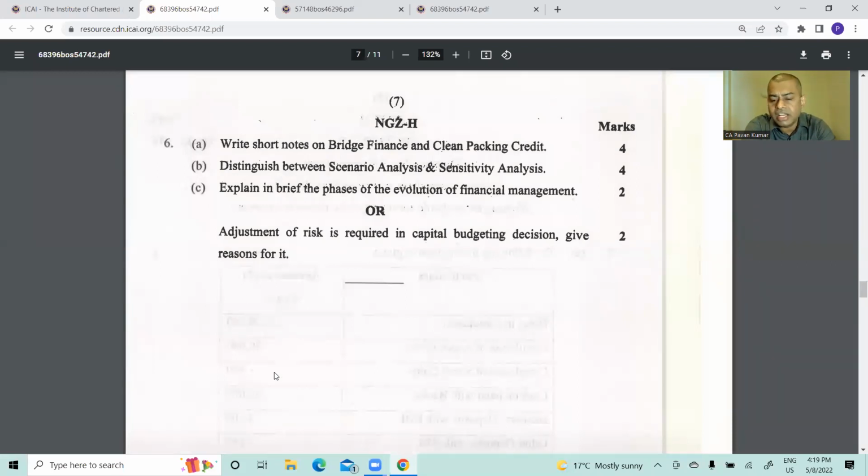Packing credit. Clean packing credit. And then distinguish between scenario analysis and sensitivity analysis. Then explain in brief the phases of evaluation of financial management. Oh my God. Or adjustment of risk is required in capital budgeting decision. Give reasons for it.